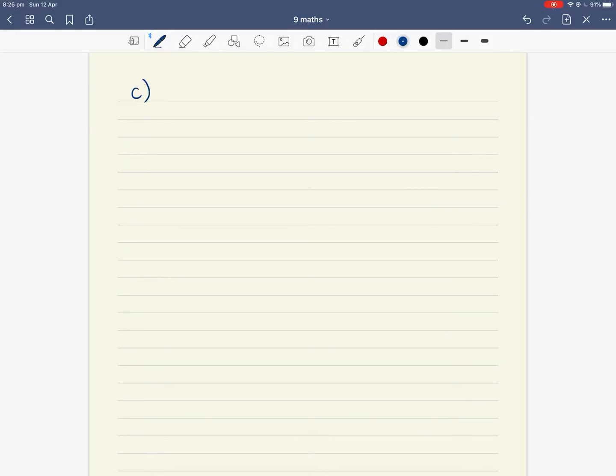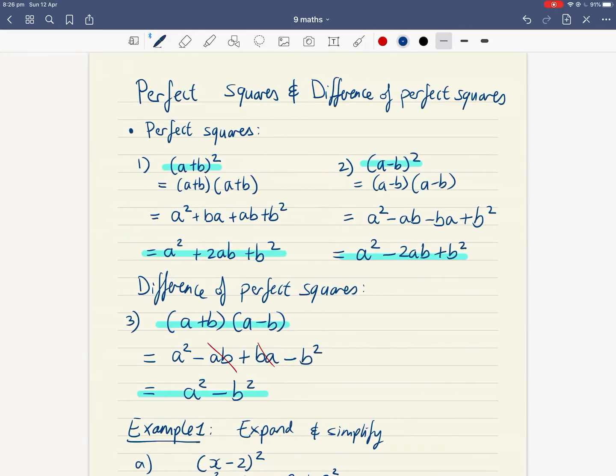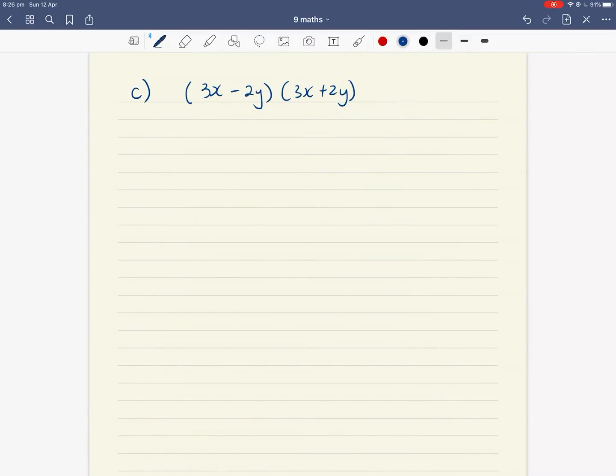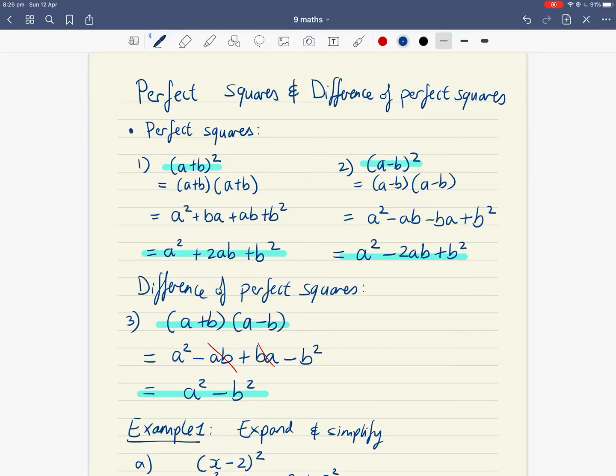Let's do another one. Let's do part C. 3x minus 2y times 3x plus 2y. So again, let's match up our patterns. Does it look like pattern 1, 2, or 3? Well, it's not a one bracket or square, so it's not pattern 1 or pattern 2. Is it in the form of something plus another thing times something minus that same thing? So it's in the form of plus and minus. Yes, we've got the opposite signs and then the same 3x in each bracket and the same 2y in each bracket. So it's a difference of perfect squares.